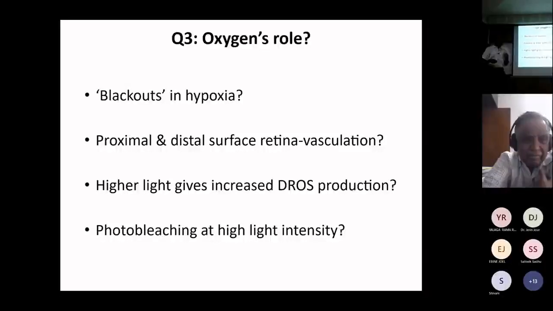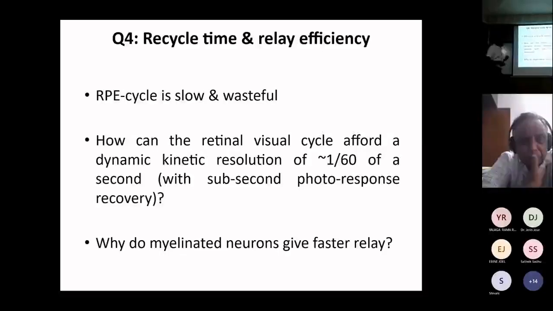Then why do we have photo bleaching at high intensity? Light too much, your eyes get bleached, right? Basically, it's just like any other process, so it loses sensitivity and ability to function. Then recycle time and relay efficiency. The point is, RPE recycle is slow and wasteful. You have rhodopsin coming out, it has to go. It is slow, it is wasteful. One photon hits, after that the rhodopsin transducing thing is gone. It is taken out of the picture, right? And then it has to go through a whole huge cycle, which comes back.